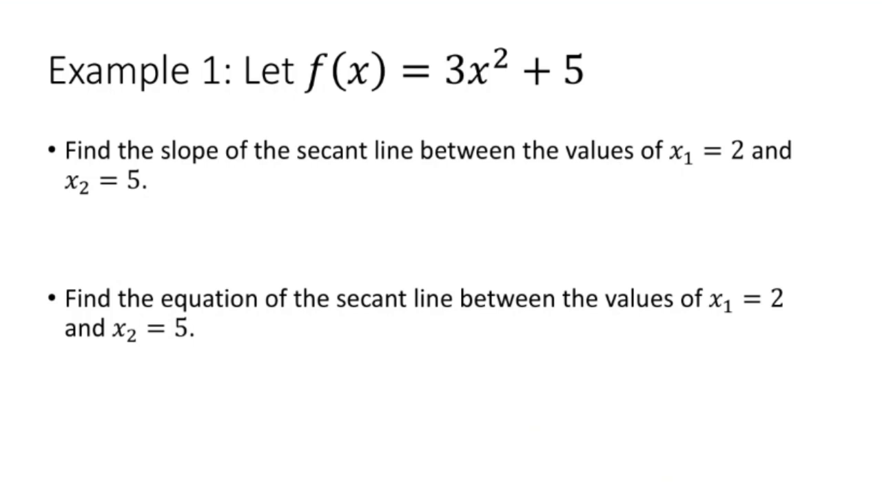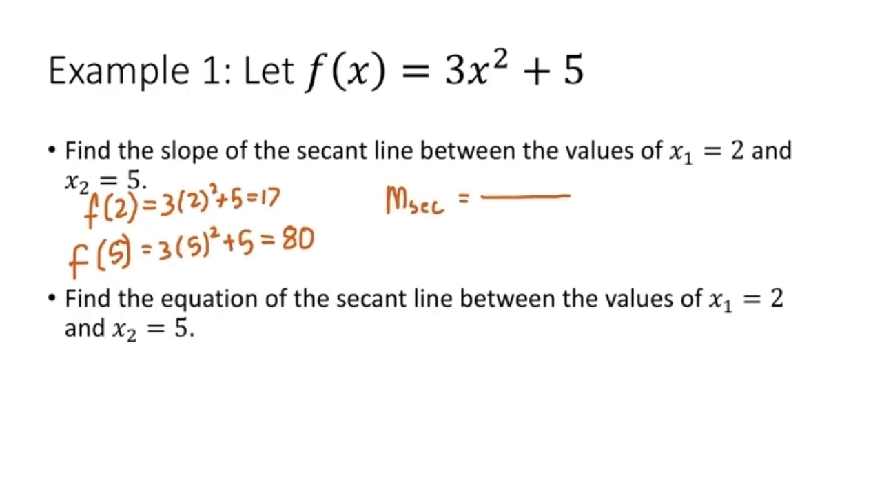We're going to let f of x be 3x squared plus 5. We're going to find the slope of the secant line between the values of x1 equals 2 and x2 equals 5. The first thing we should do is evaluate our function at the two x values, which means we want to find f of 2 and f of 5. F of 2 is 17, f of 5 will equal 80. So the slope of our secant line is f of 5 minus f of 2 over 5 minus 2. We've already found that f of 5 is 80 and f of 2 is 17. And when we work that out, we get that the slope of the secant line is 21.